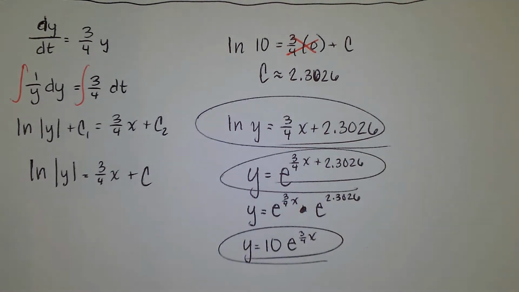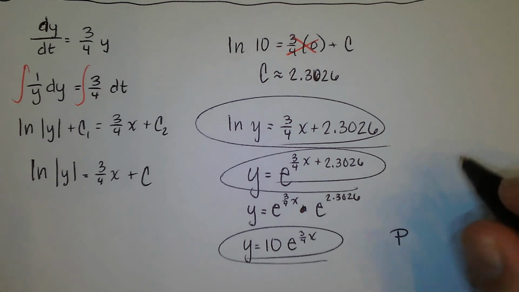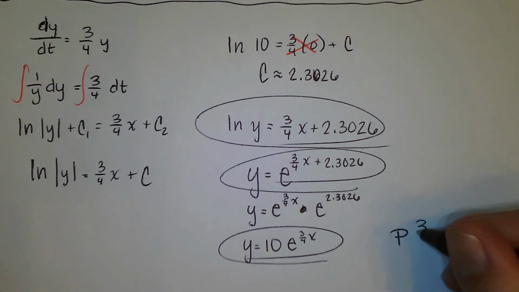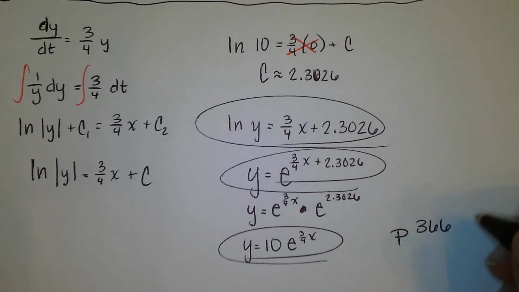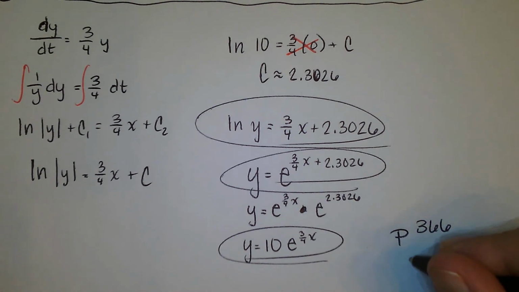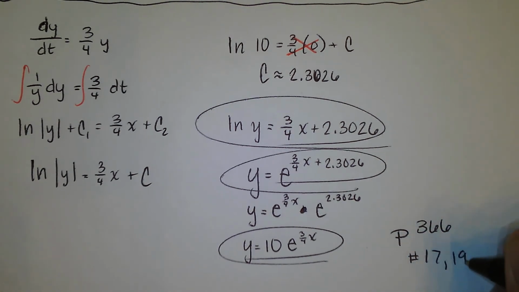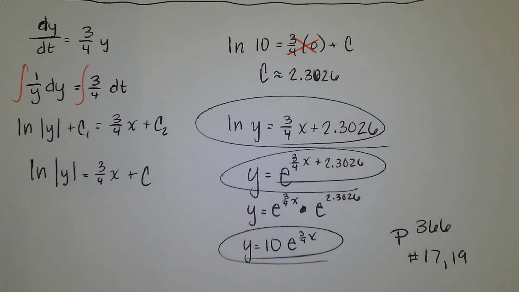Whichever one you end with is the one we'll stick with. So, of course, when you look in the back of the book, you're going to see one of these versions. You won't see all of them. So hopefully you can find one of them. The two examples I'm going to give you from here are on page 366, numbers 17 and 19. Try them out and send them in. If you have any questions, let me know.